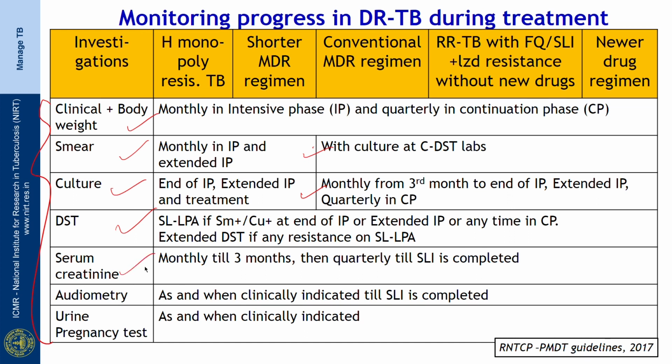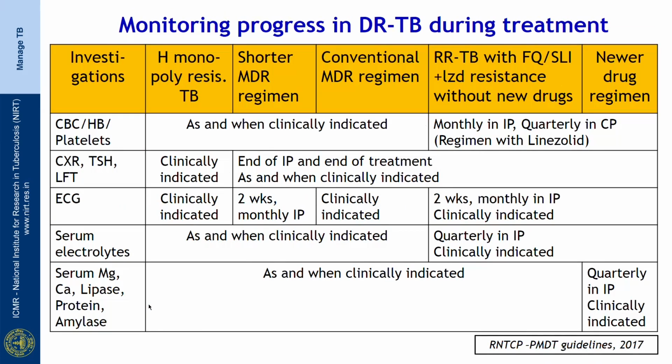Serum creatinine has to be done monthly till 3 months, then quarterly till second line injectable is completed. Audiometry as and when clinically indicated till second line injectable is completed. Urine pregnancy test as and when clinically indicated.